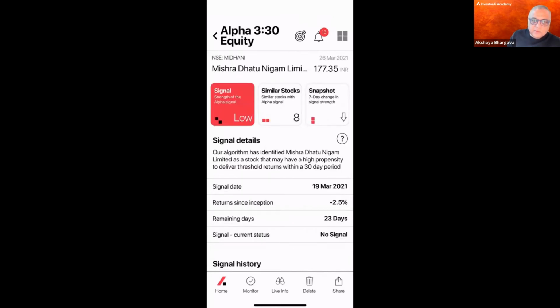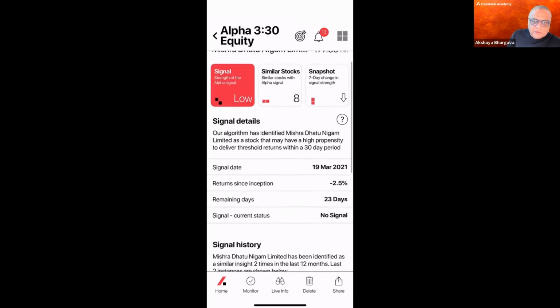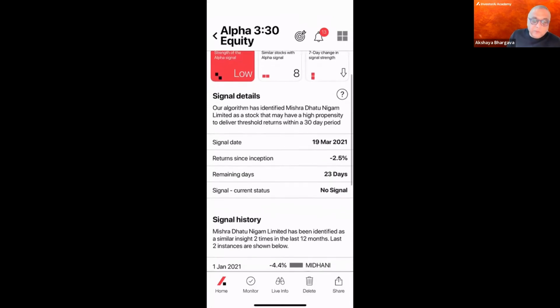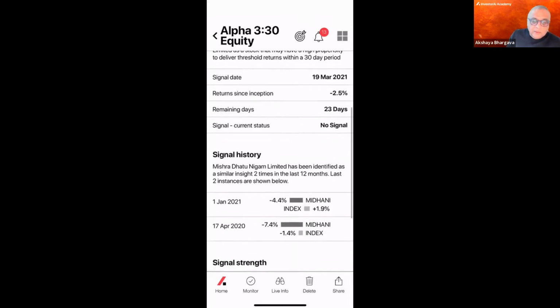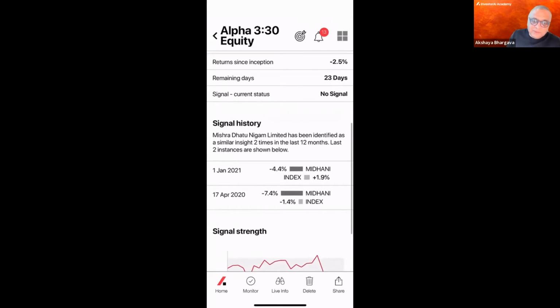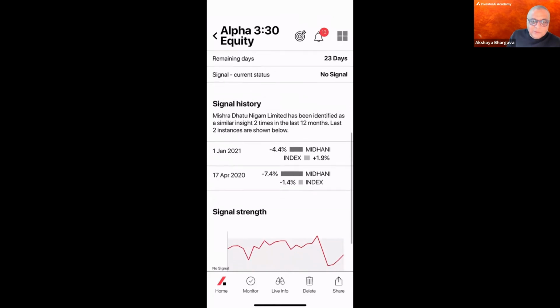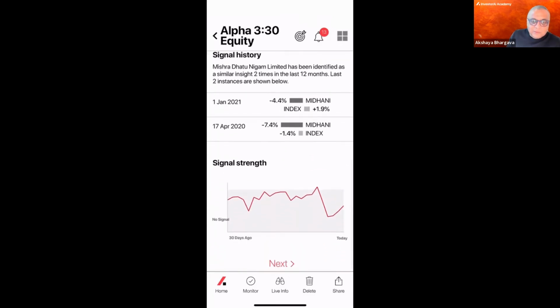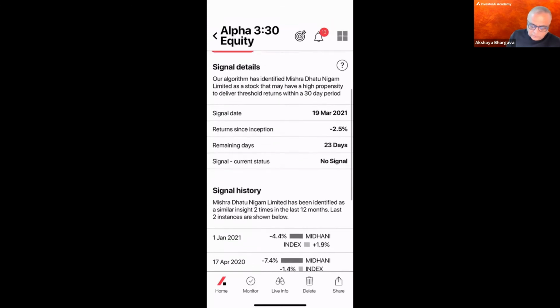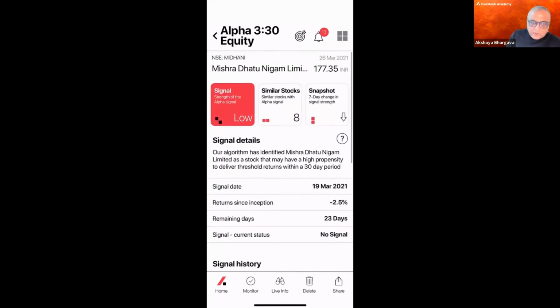This was generated on 19th of March. Since the date it was generated, it has fallen, so it may be an even better buying opportunity. I don't know. In the past, Mishra Dhatu Nigam has not done better than the index, it has done worse than the index. So maybe this is not such a great opportunity. And here is how the signal has moved. The signal was high a few days ago. It's fallen today. But again, we are showing you in a very transparent manner.